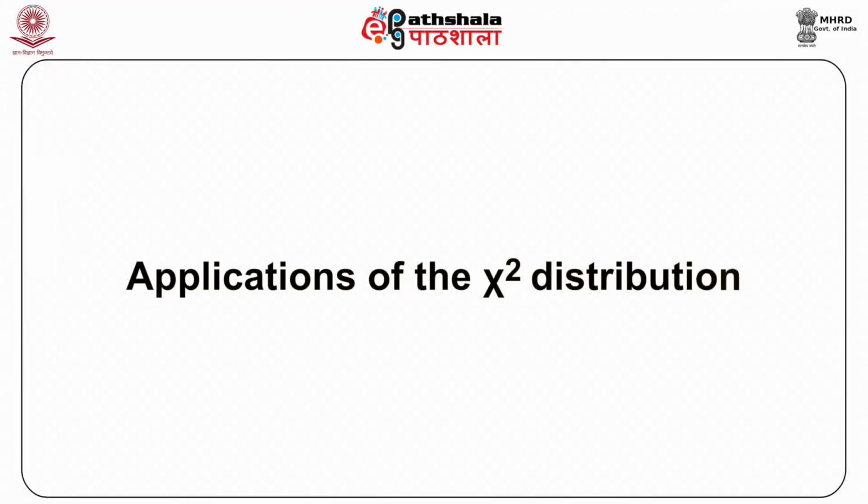Now the applications of this chi-square distribution: where do we use it, and what is its importance in terms of applications? The two important applications of the chi-square distribution concern population variance and standard deviation. Firstly, we will learn to find the confidence interval estimates for the population variance sigma square and standard deviation sigma.